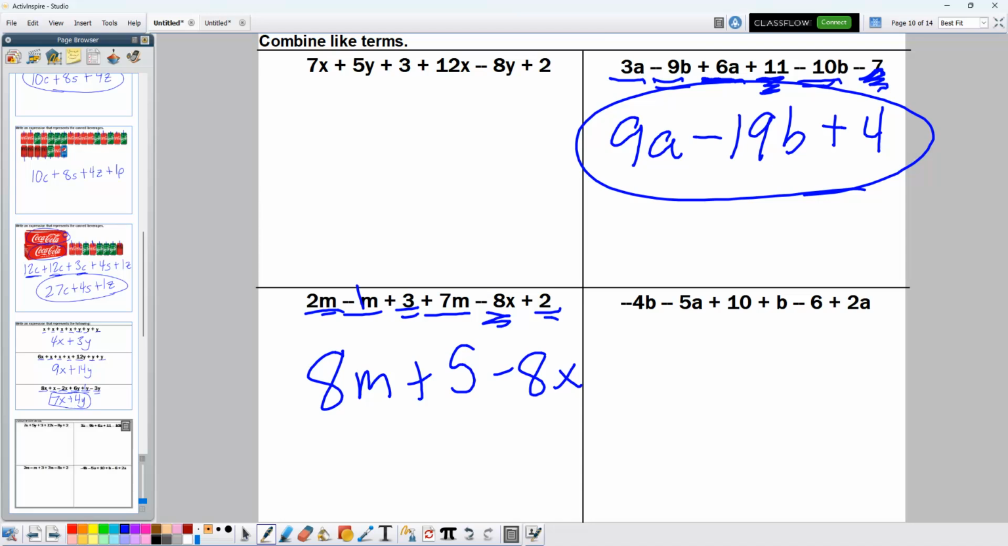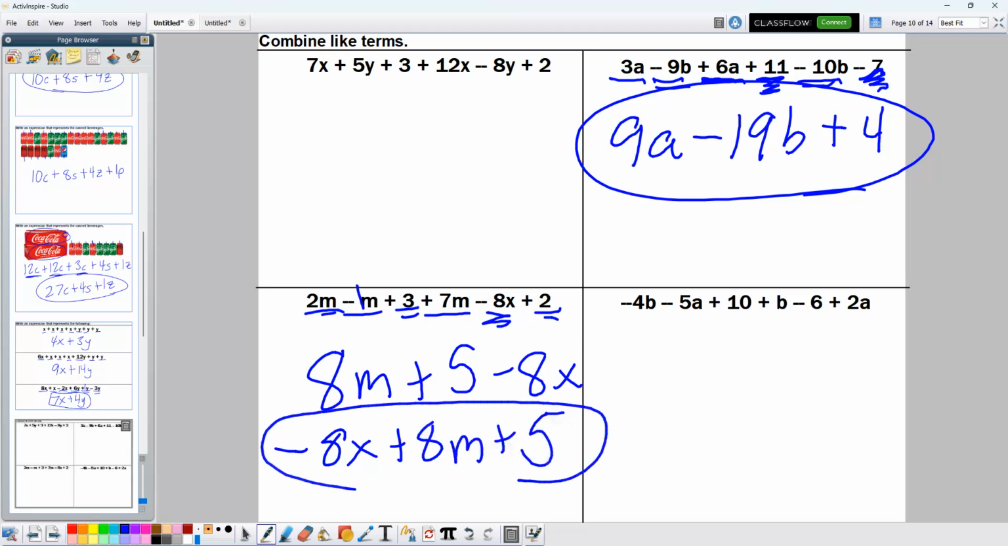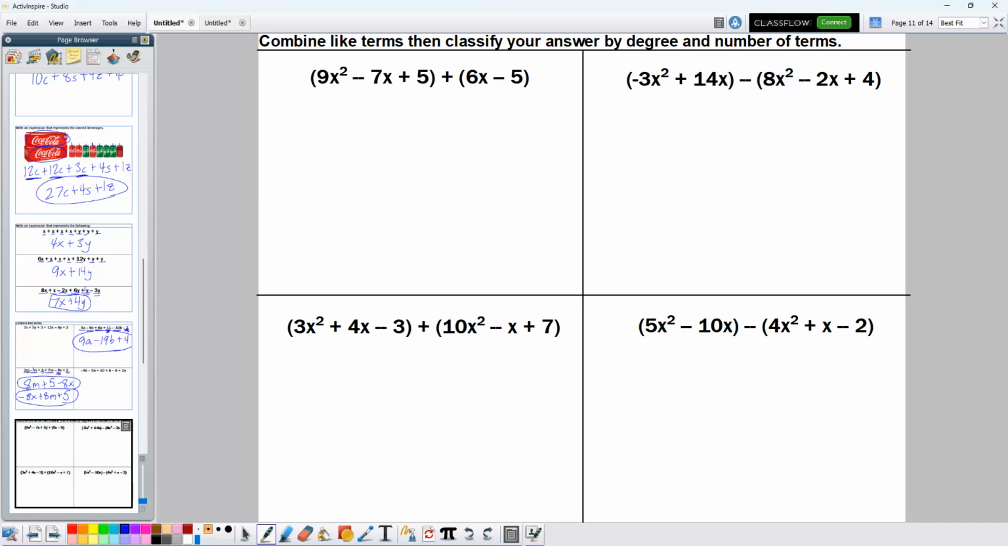Now, it doesn't matter which order these go in as long as they have the same sign out front. Like if you decided you wanted to write it negative 8x plus 8m plus 5, either one of those is correct, as long as those signs out front are the same. These are different. Why are these different? They have parentheses around them.